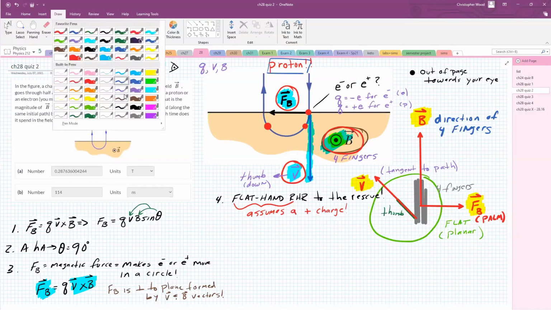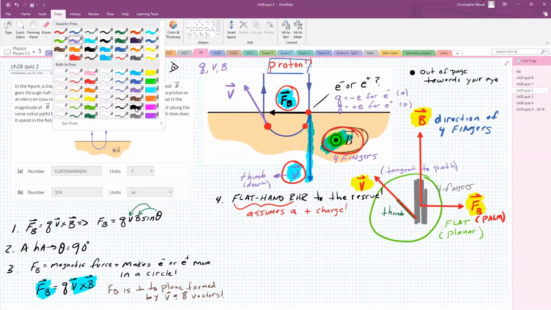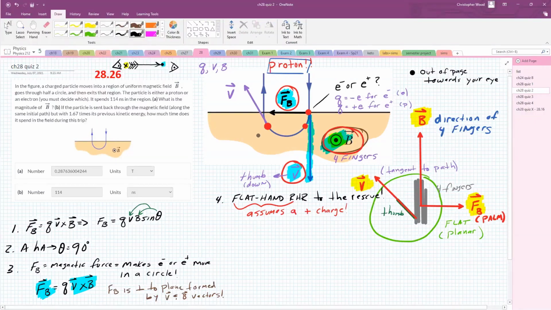When the proton is right here at this location, there's my velocity. So label that V for velocity. My magnetic field vector is still coming out of the screen. So that's my magnetic field vector. No change there. It continues to come out of the screen. And now let's find the direction of the force acting on the proton.